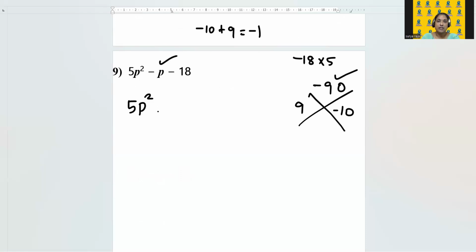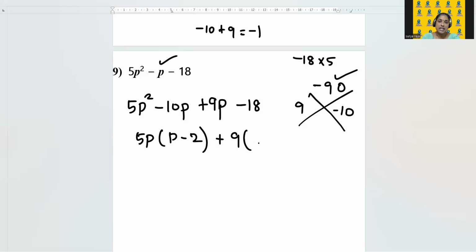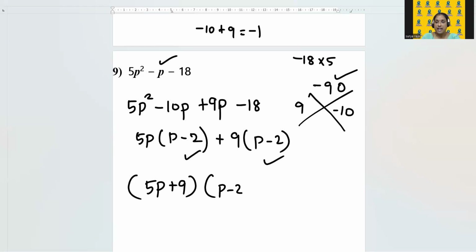5p square minus 10p plus 1 plus 9p minus 18. So 5p, when I take that common factor outside, I get p minus 2. Here 9 plus 9, I got p minus 2 again. So I got 5p plus 9, p minus 2 as the two factors.